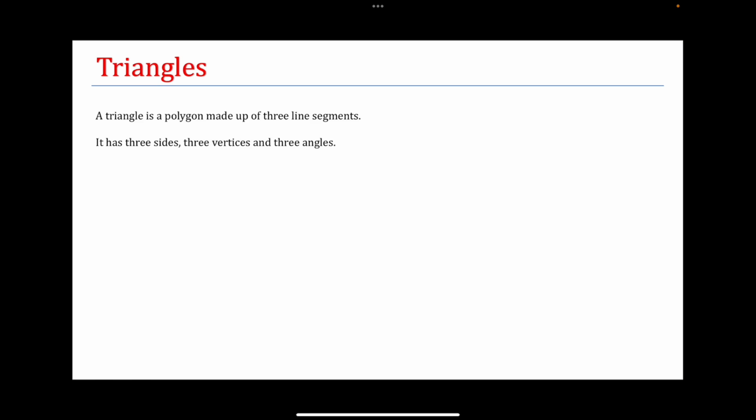Triangles. A triangle is a polygon of 3 sides, 3 line segments. So it has 3 sides, 3 vertices and 3 angles. So this is a triangle ABC. AB, BC and AC are the 3 sides. A, B and C are the 3 vertices. And the 3 angles are angle A, angle B and angle C.